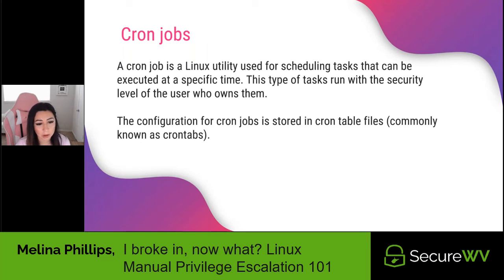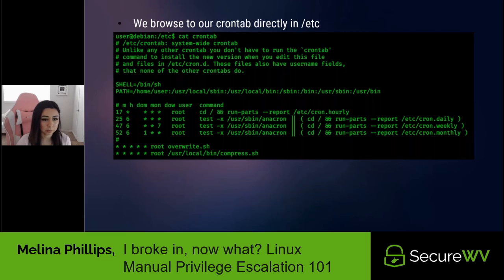Cron jobs. This is a Linux utility used for scheduling tasks that can be executed at a specific time. This type of task runs with the security level of the user who owns them. The configuration for cron jobs is stored in the crontab files, commonly known as cron tabs. So if this configuration is normally created and run by root, if any other user is able to run them or write to them, we should be able to have a reverse shell.